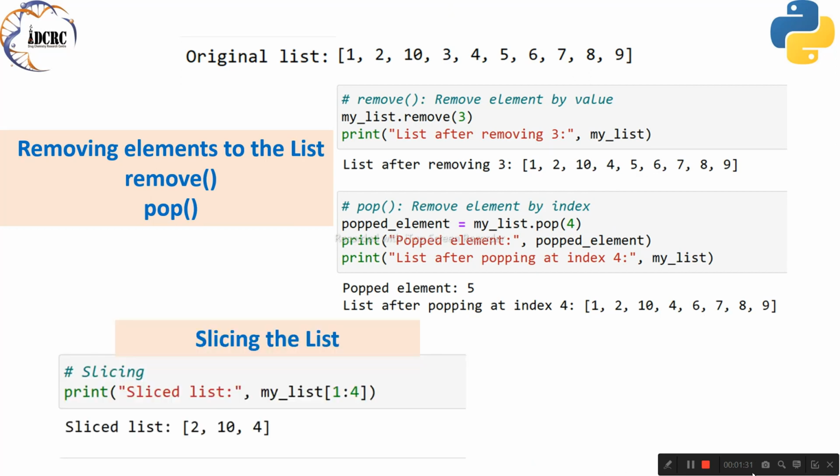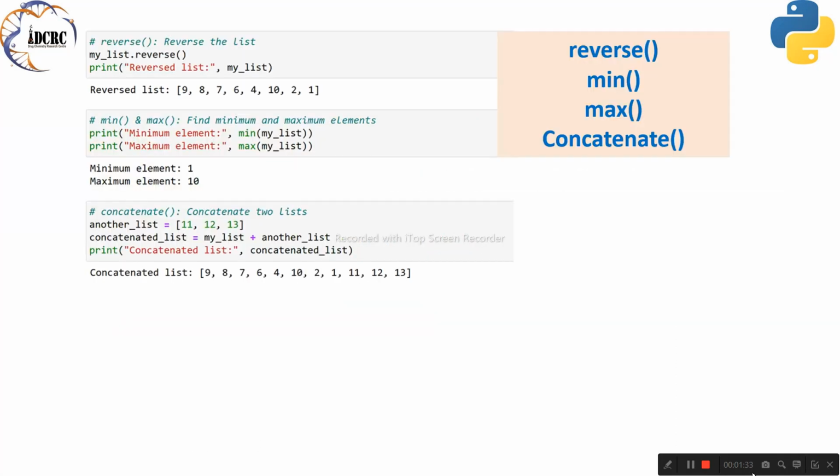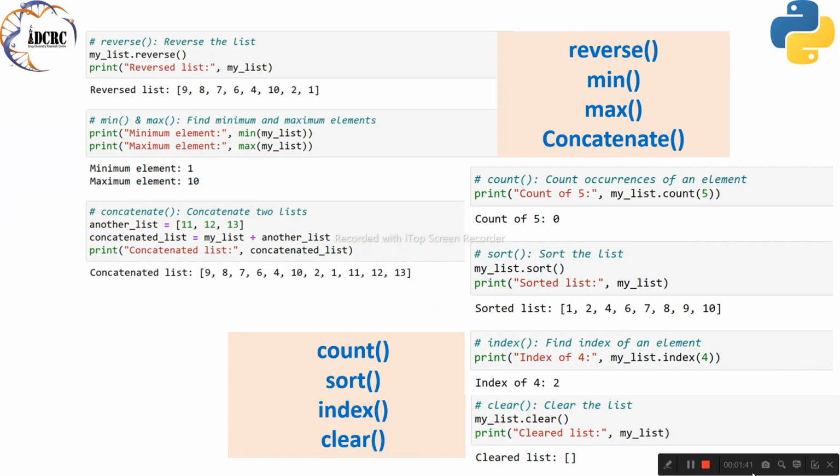Slicing: extract a subset of elements. Reverse: reverse the list. Min and max: find the minimum and maximum elements. Sort: sort the list. Index: find the index of an element. Clear: clear the list. These are just a few examples of the many list operations available in Python. Experiment with them in your own projects to become a list manipulation master.